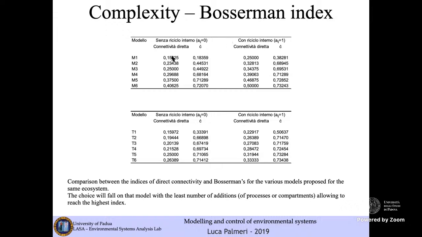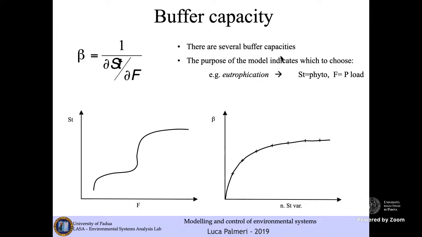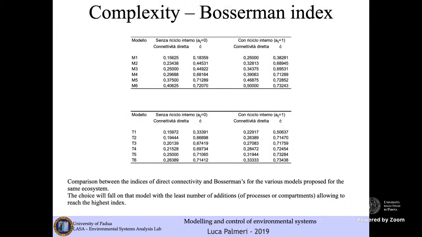We look at how much these indexes change. For example, let's focus our attention on the models M's, with total internal recycling, and we look at the Bosman recycling index. We realize immediately that there is a gigantic, or a very relevant, change of the recycling index between model M1 and model M2. Between model M1 and model M2, we have a significant change of the recycling index.